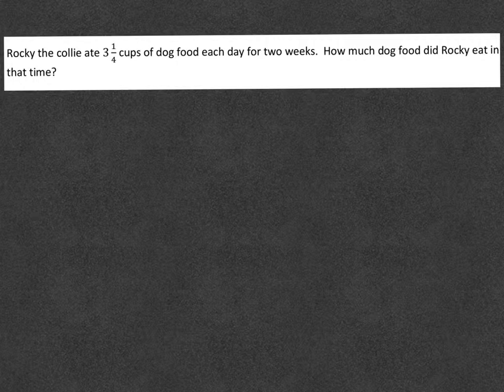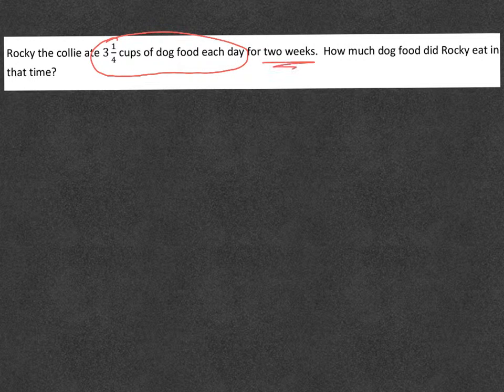All right, so let's start looking at the question very carefully. Rocky the collie ate 3 1/4 cups of dog food each day for 2 weeks. How much dog food did he eat in that time? Well, guys, we need to understand how many days are in 2 weeks. That's like missing information. We've got 14 days in 2 weeks, because in 1 week there are 7 days, and then you add another week, which makes 14 days.